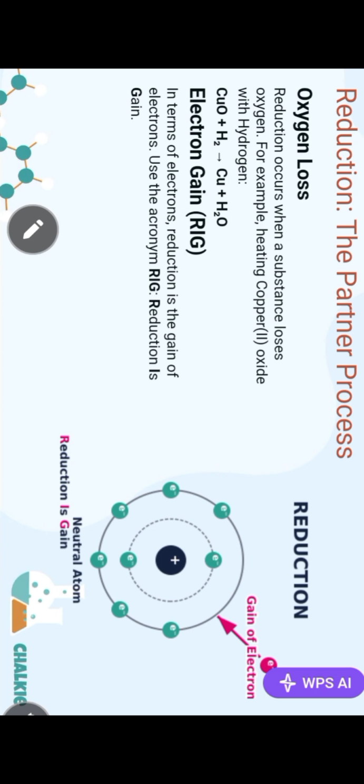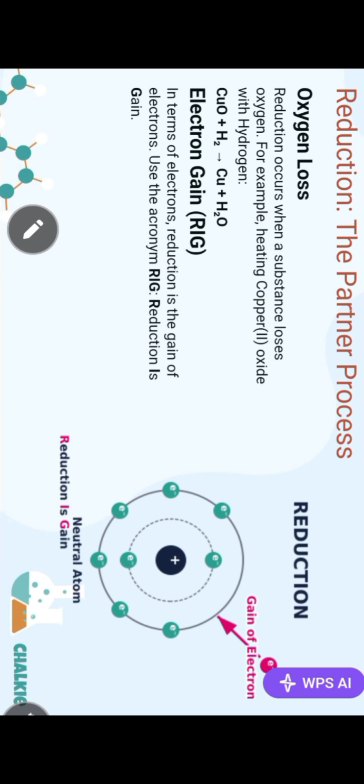We can say reduction is the addition of hydrogen. Hydrogen has been added to this equation, and we are having copper plus H2O. So reduction can also be explained as addition of hydrogen. Now, in terms of electron gain, we have an acronym. For oxidation it was OIL. In this situation, the acronym for reduction is RIG. Reduction is gain of electron.